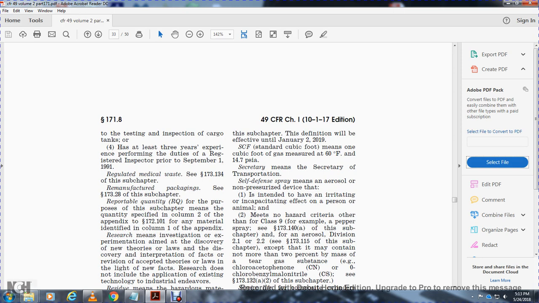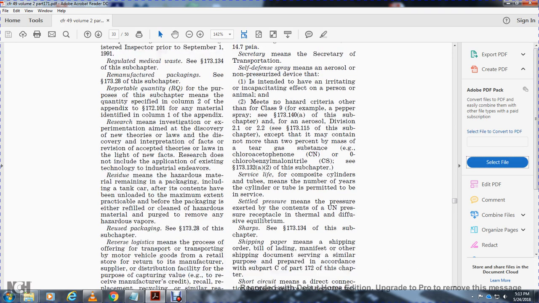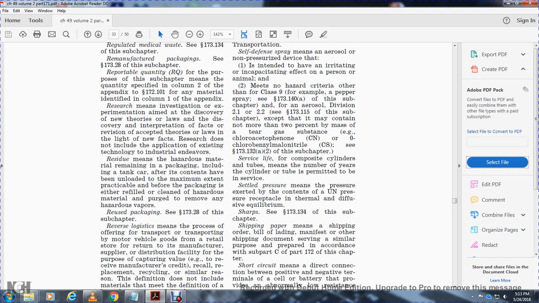in light of the new facts. Research that does not include the application of the existing technology, industrial endeavors. Residue means that the hazard material remaining with the packaging, which includes the tank of the car after contaminant for the unloading of the maximum extent of the practical. Perform the packaging and either refill, clean the hazard material, purge, remove the hazard vapor, the reuse of the packaging with the 173.28 of the subchapter.